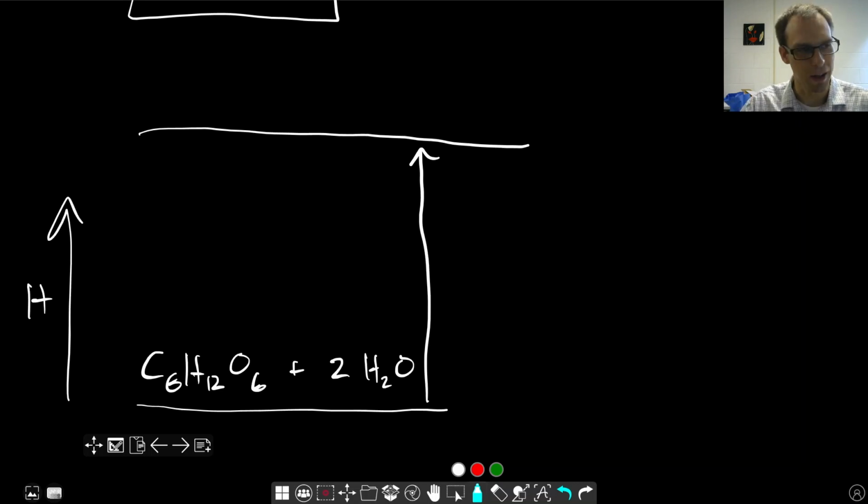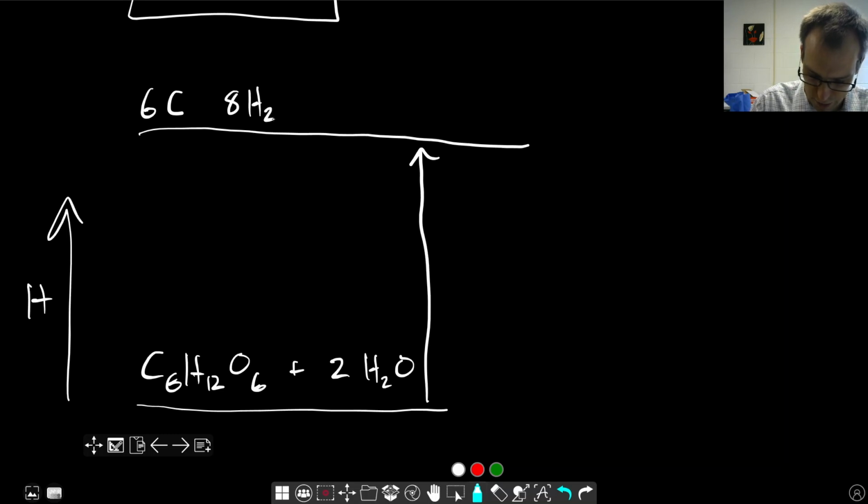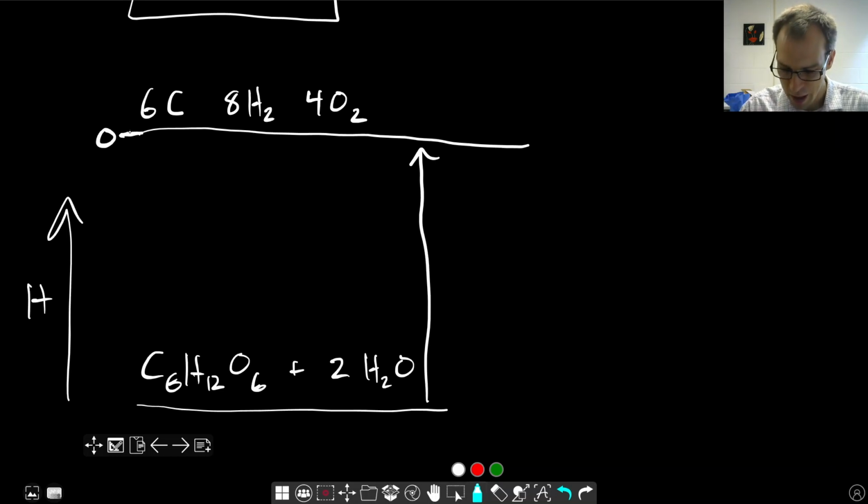Theoretically, we're not actually doing this, but in this process of using the enthalpies of formation, we're just saying, okay, we're going to deconstruct this down to 6 carbon, 12 plus 4 is 16 hydrogen, so that'll be 8 H2 gas molecules, and then we need 8 oxygen total, so 4 O2. We're deconstructing all of the elements here into their elemental forms, and this is our 0 point.